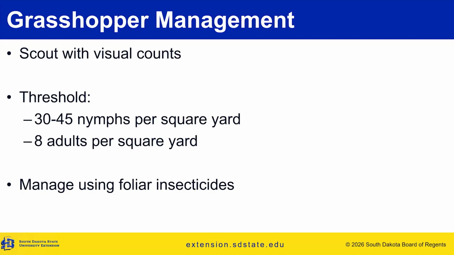With the foliar insecticides, it's really important that we try to manage grasshoppers earlier, because the larger a grasshopper gets, if you look on the insecticide label, the rate changes. The recommended rate for that grasshopper will change. And the reason for that is a larger grasshopper is much harder to kill than a smaller grasshopper.